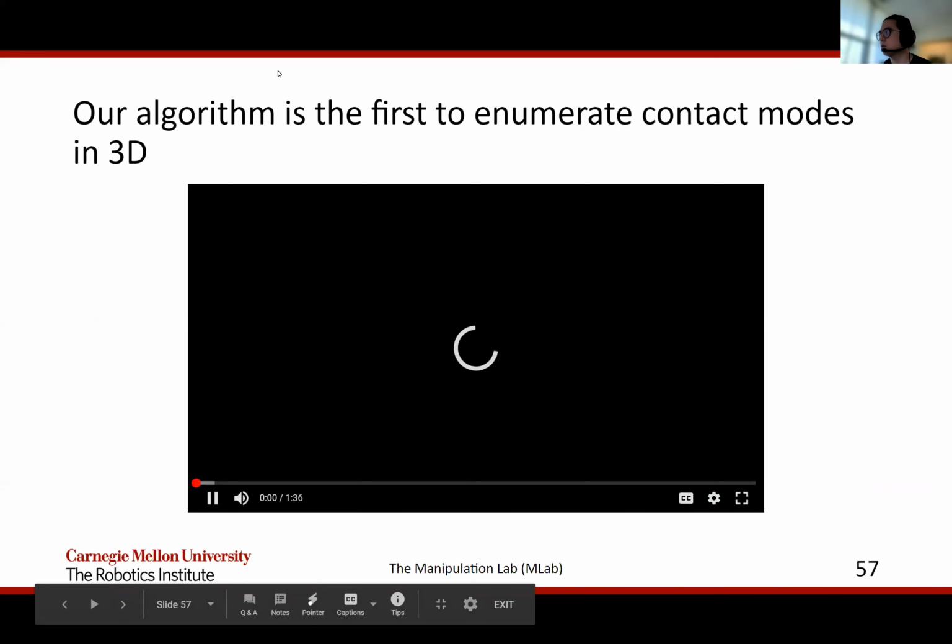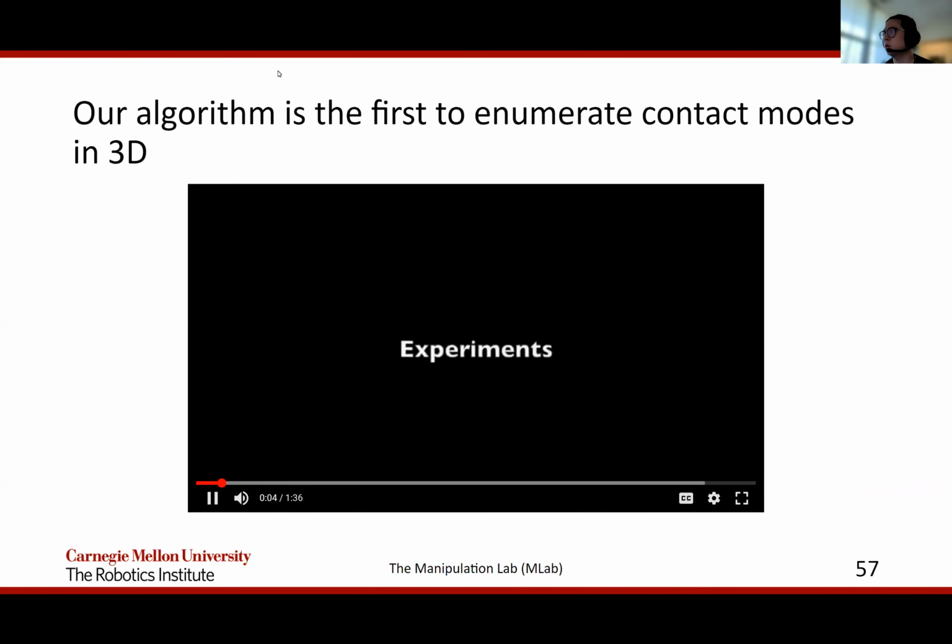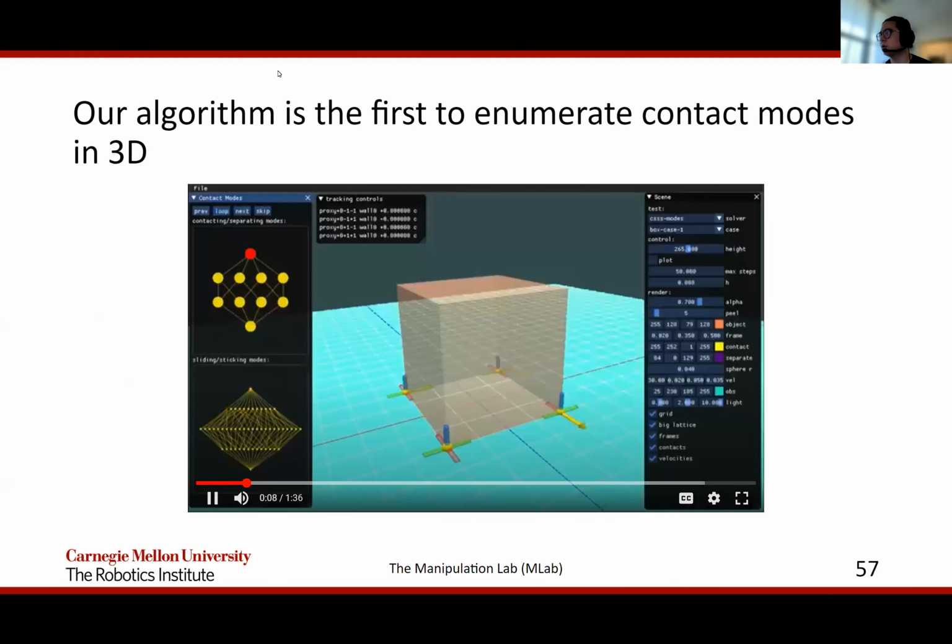Our algorithm described in this paper is the first to enumerate contact modes in 3D. Previously, it was only possible in 2D. So in this video, we show, for instance, this box on a table in this particular configuration, all the different ways it can slide along the table. And if we move down the lattice, we'll be lifting and moving the box in different ways. Next slide, please.